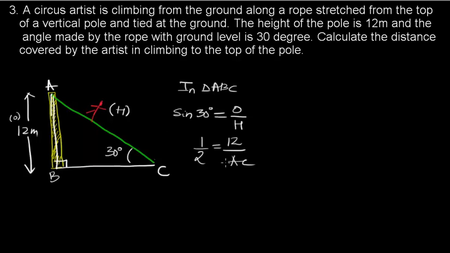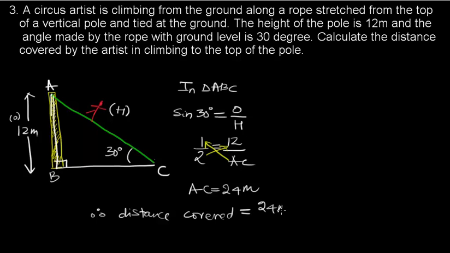So cross multiply. AC value is 24 meters. Therefore, the distance covered by the artist is 24 meters.